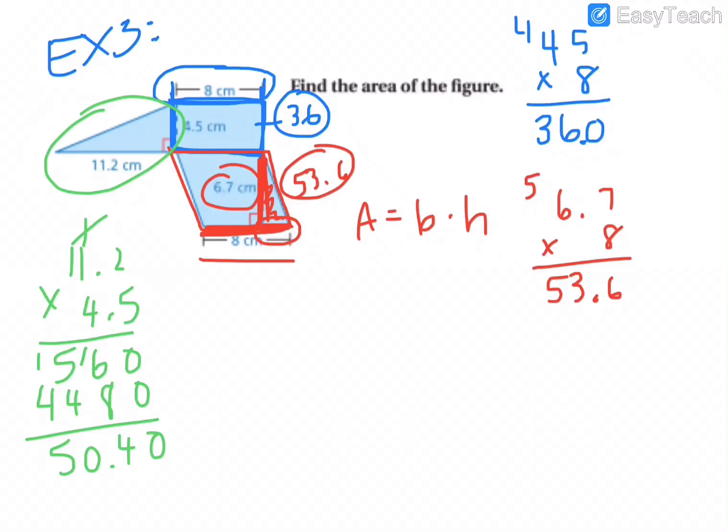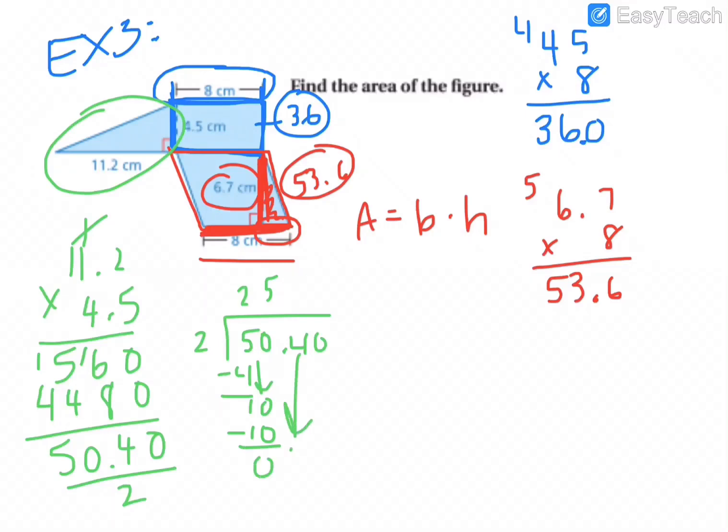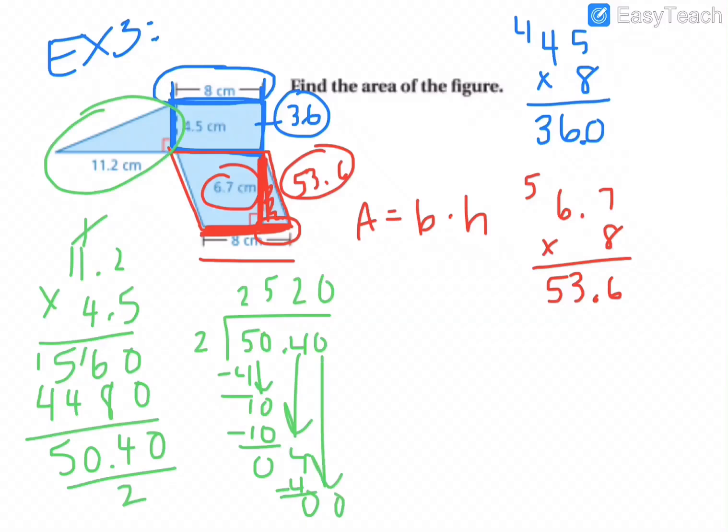And then don't forget that we need to divide that by 2 since it's a triangle. That's the part that people always forget, because you do all the math and then you forget. So that ends up being 25 2/10, or 20 hundredths.